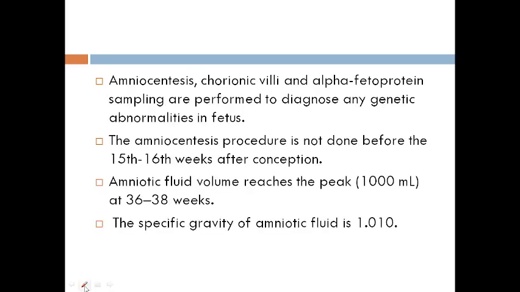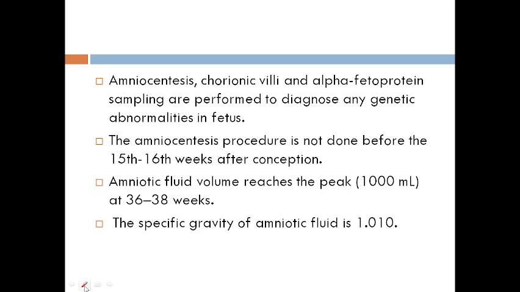When the fetus has some genetic abnormalities, three tests are necessary to identify them. The tests are amniocentesis, chorionic villus sampling and alpha fetoprotein. The amniocentesis procedure is not done before the completion of 15 to 16 weeks after conception.